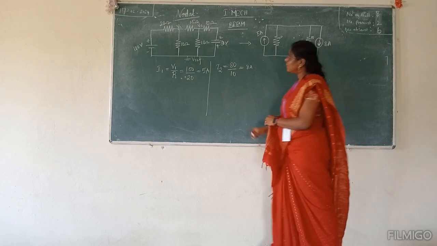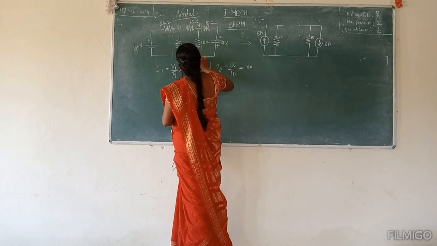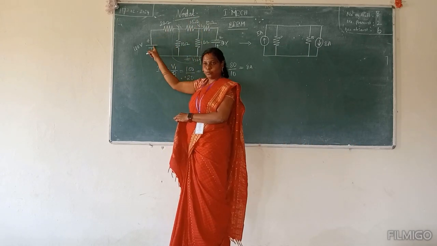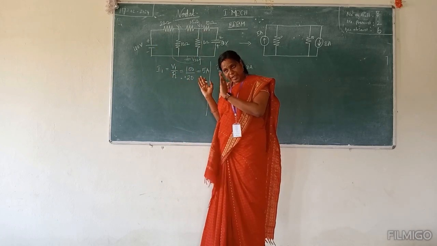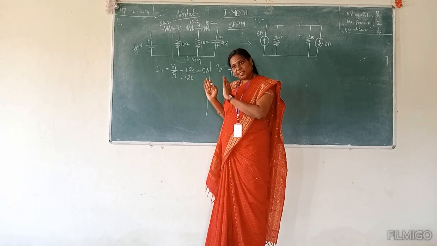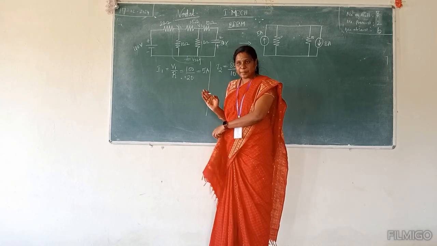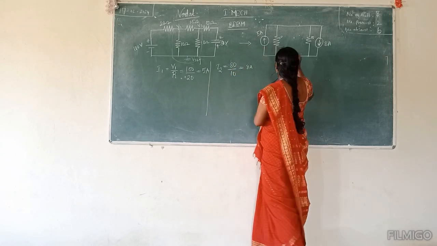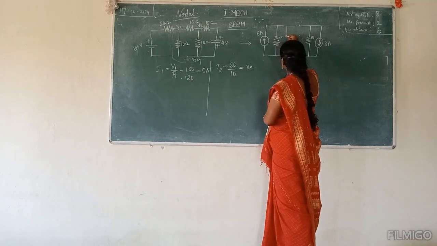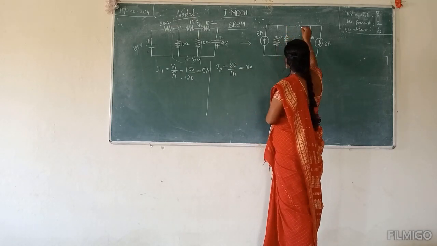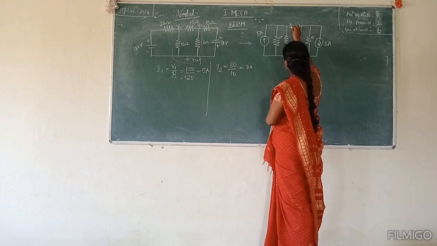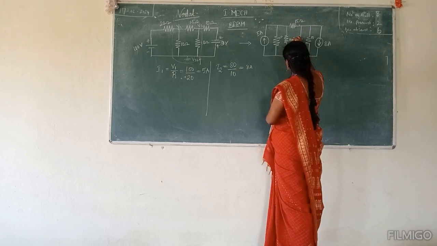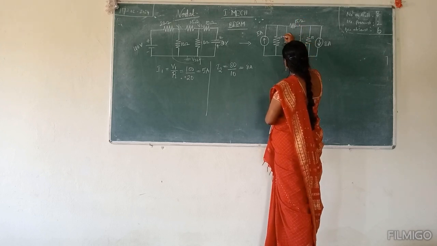Remaining, what else do I have? This part, I converted only these two. And I converted only these two. The middle part should remain as such. We should not change the middle part. So as per the middle part, you have resistors 10 ohms, 10 ohms and 50 ohms, 10 ohms, 10 ohms, 10 ohms.